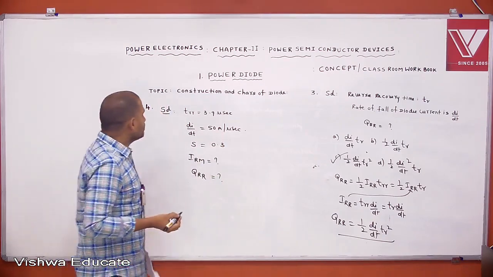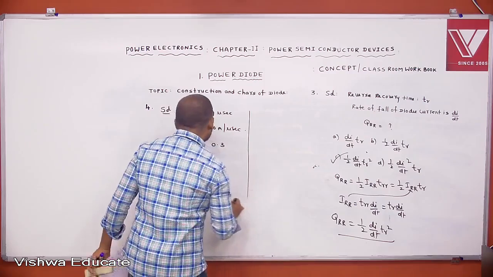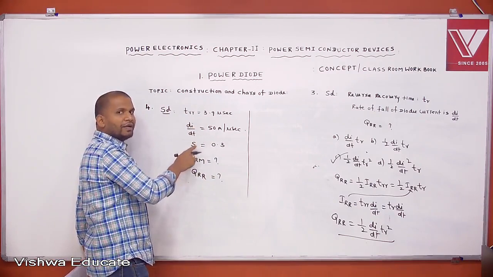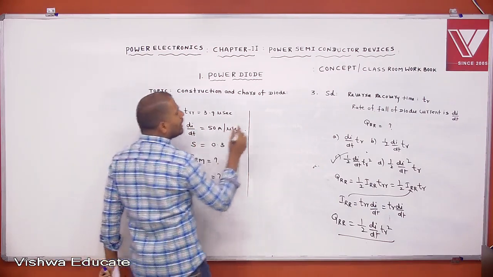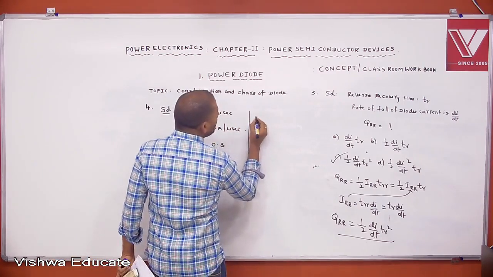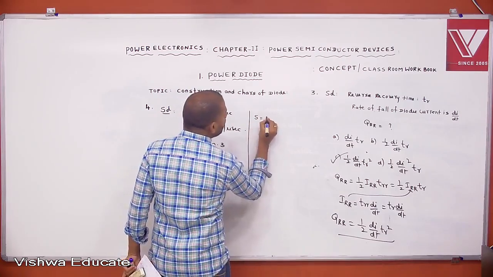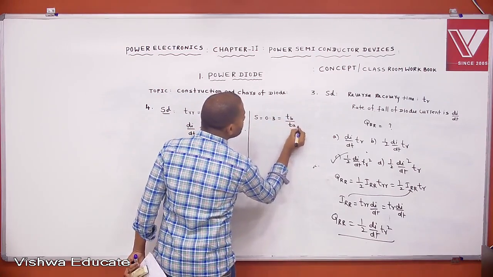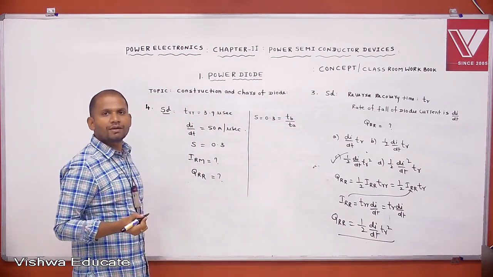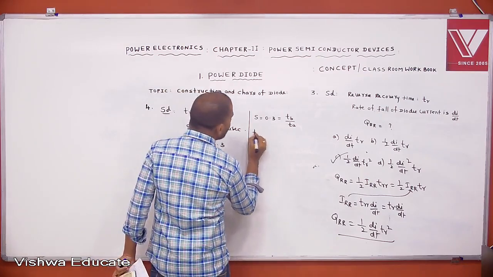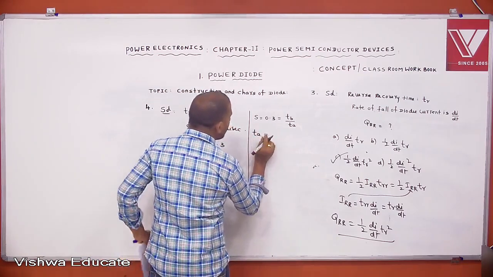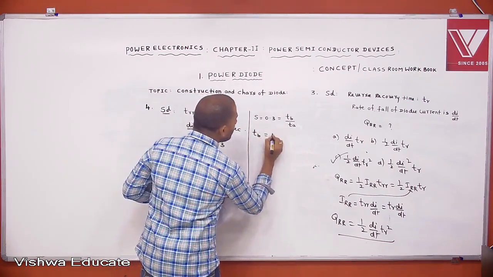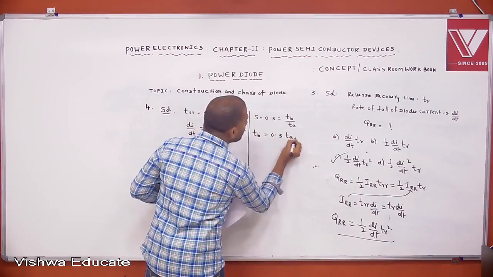Now, what is IRM? Here the softness factor is given, and the reverse recovery time is also given, so you can find the data for TA and TB. First, what is the softness factor? The softness factor equal to 0.3 is TB by TA. Then TB equals 0.3 times TA.